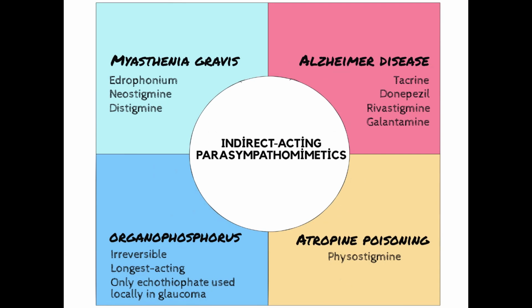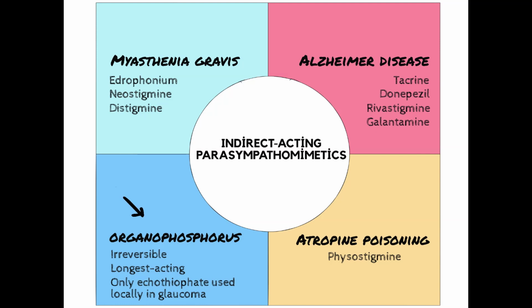As a conclusion, if the drug passes into the central nervous system in this group, it can be used in Alzheimer's disease. If it cannot pass, it can be used in myasthenia gravis. In Alzheimer's disease, tacrine, donepezil, rivastigmine and galantamine are used. In myasthenia gravis, edrophonium, neostigmine, distigmine are used.